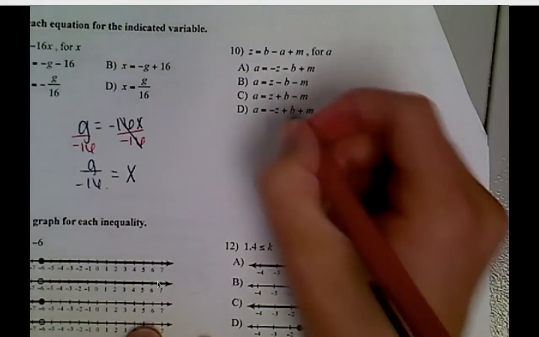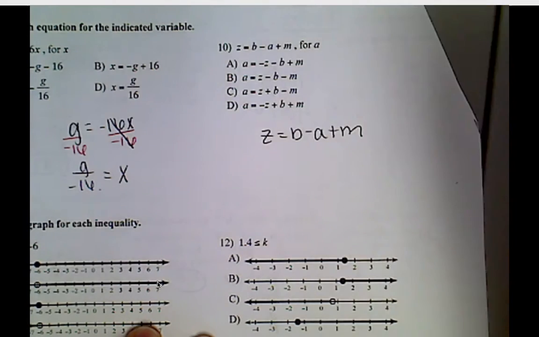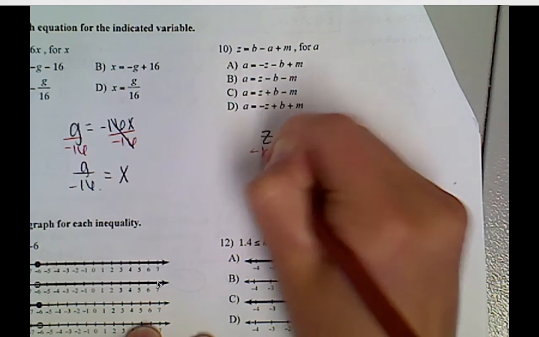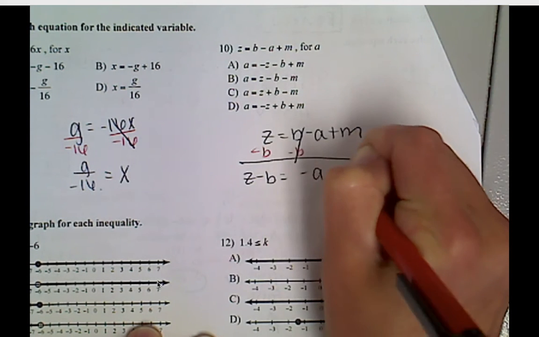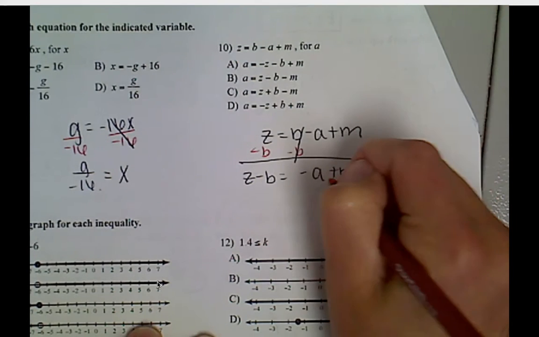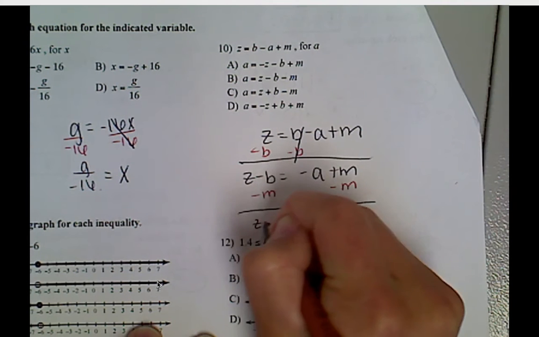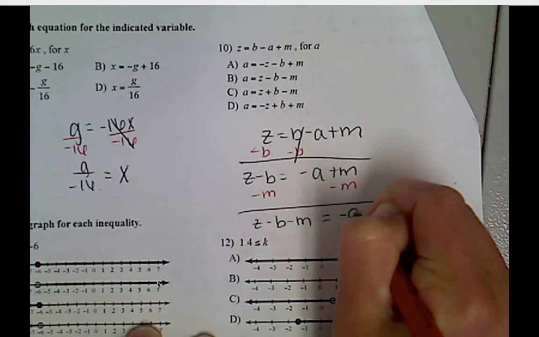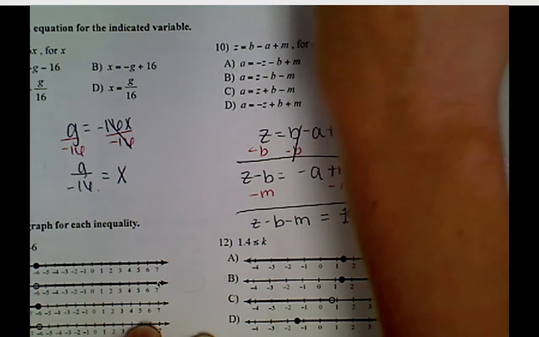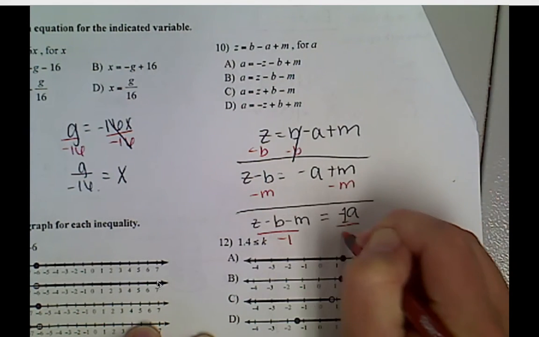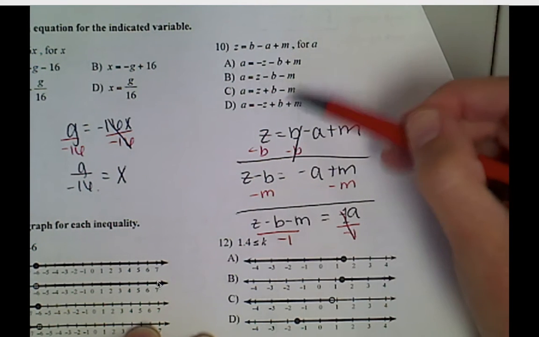Okay, number 10, you got Z equals B minus A plus M. We're solving for M. Okay, B's positive, so I'm going to subtract B. We don't know what Z minus B is, so I write Z minus B. This cancels and you're left with negative A plus M. Okay, I want to get rid of the M. It's adding, so the opposite is subtracting. Once again, we don't know what Z minus B minus M is, so I'm going to write Z minus B minus M, and it's all going to equal negative A. Now, remember, there's like an understood negative 1 there. To undo that multiplication, I'm going to divide both sides by negative 1. Those cancel, and you're left with this over this, but none of my answers look like that.